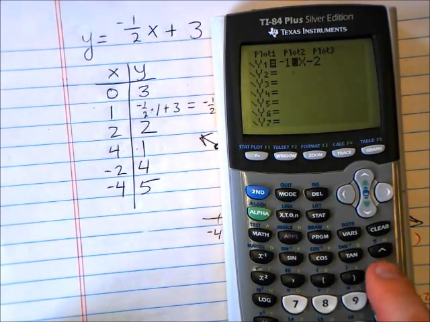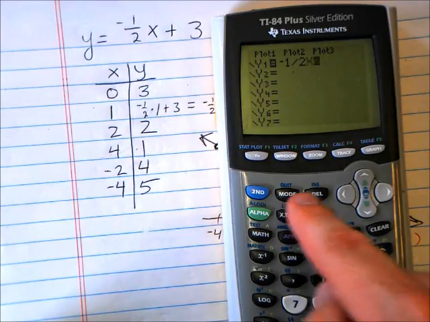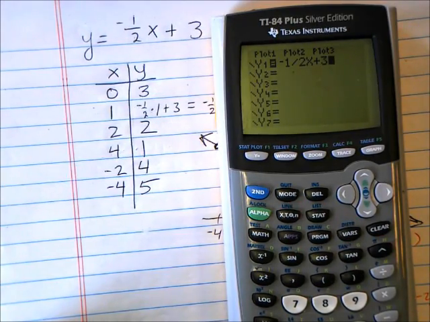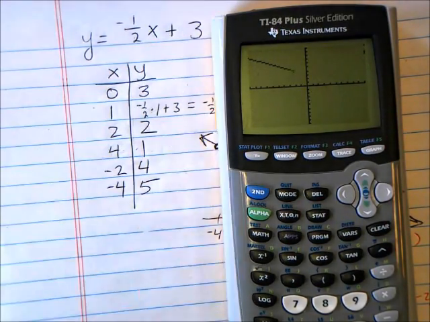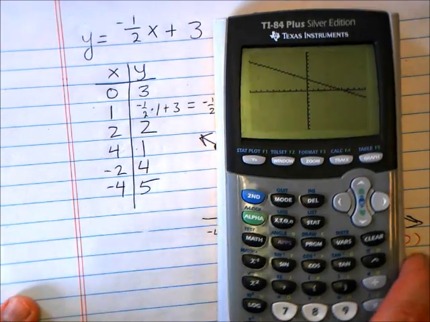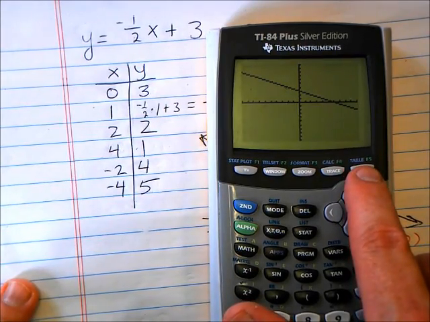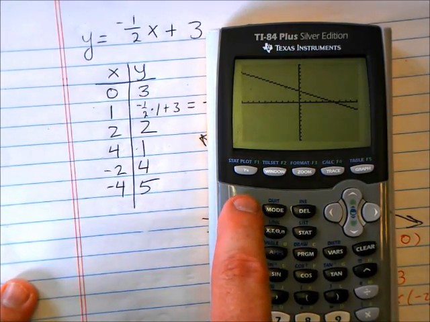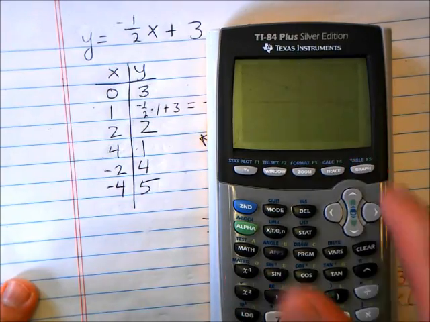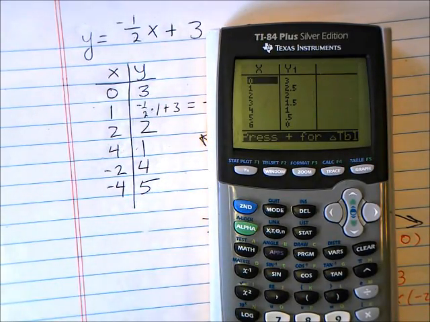Negative 1/2 x plus 3. So I can draw the graph. There it is. It's the same picture we got when we did it on the paper. And here's the nice thing. On the button that says graph, notice up in the blue it's got table. If you push second, table, the calculator builds a table for you.